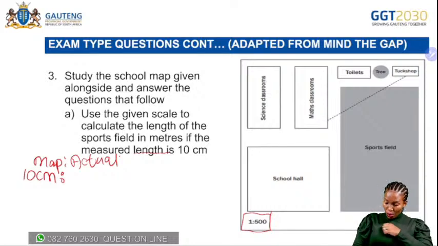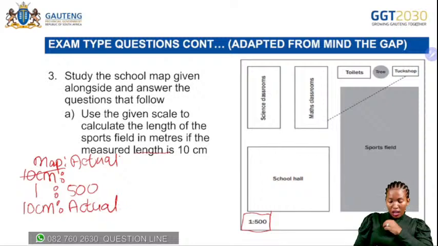We want the length of the sports field, use the given scale. So the scale is 1:500. And then the measured length on the map, it is 10 centimeters. So what do we want? We want the actual dimensions. So how do we now determine the actual dimensions? It is 1 times actual. We get the actual.